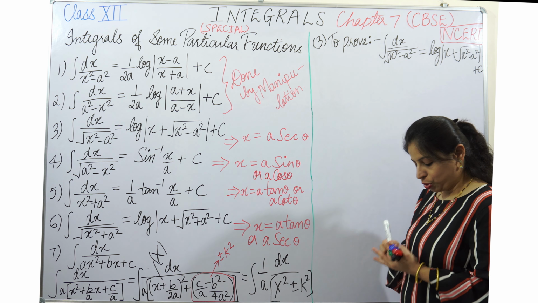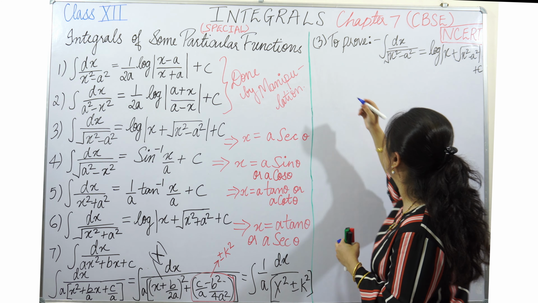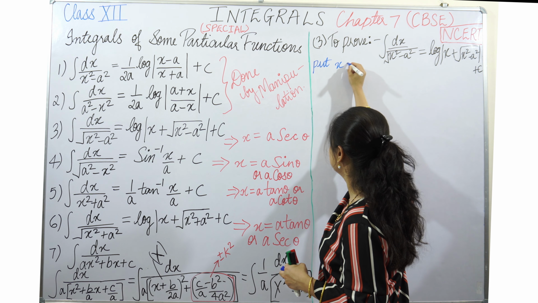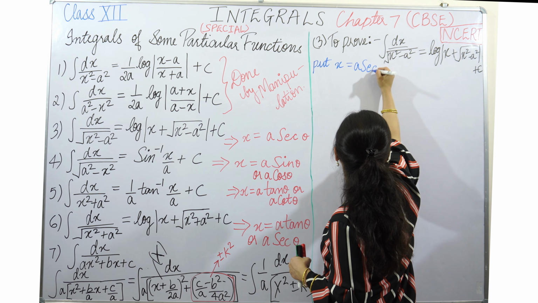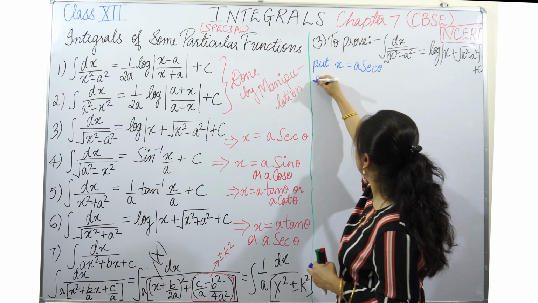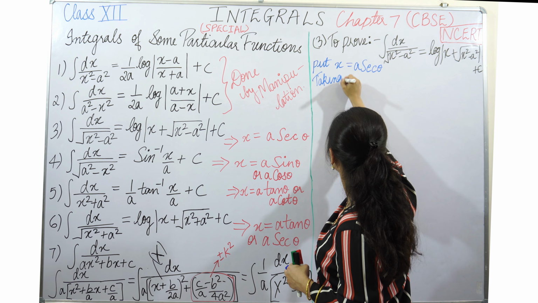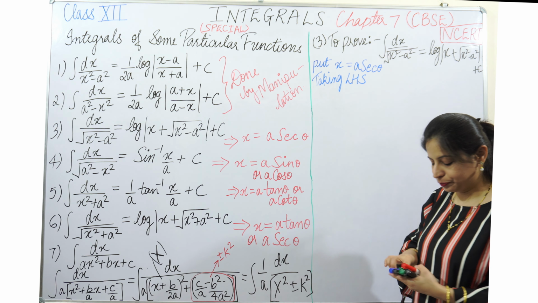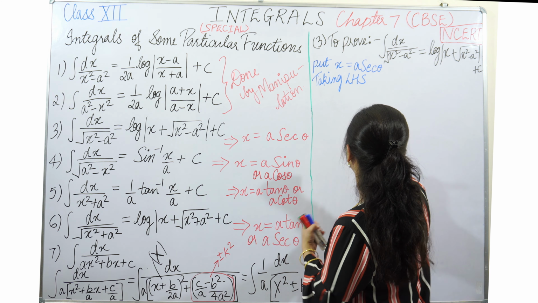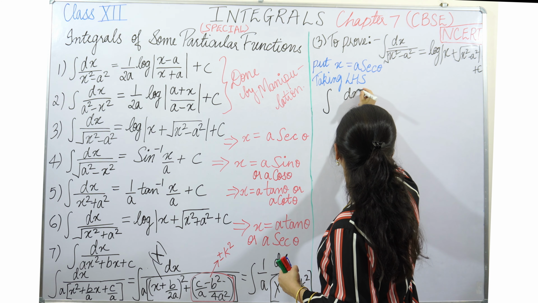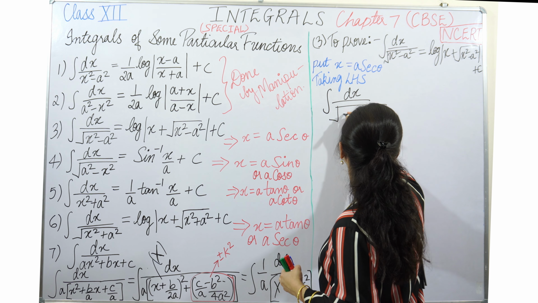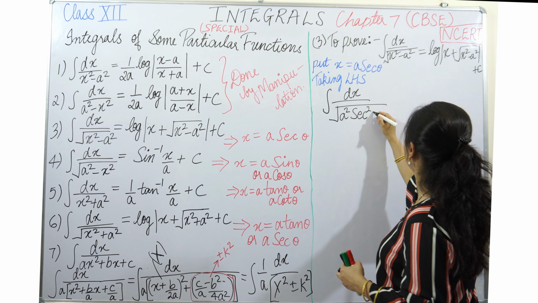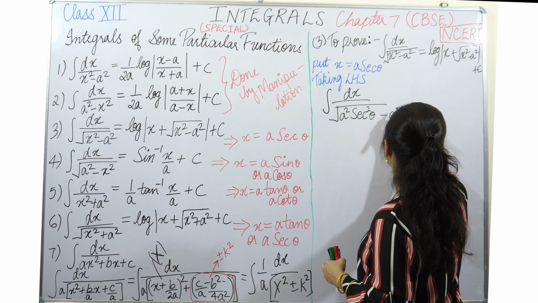Okay, so the trick we already know. We'll be substituting x is equal to a sec theta. So taking LHS, we will be proving it to be equal to RHS. Okay, so let us substitute it. So it will be dx upon under root a square sec square theta minus a square.